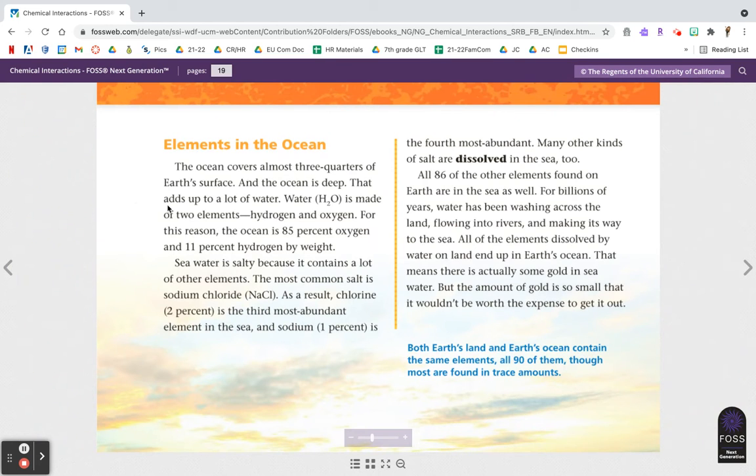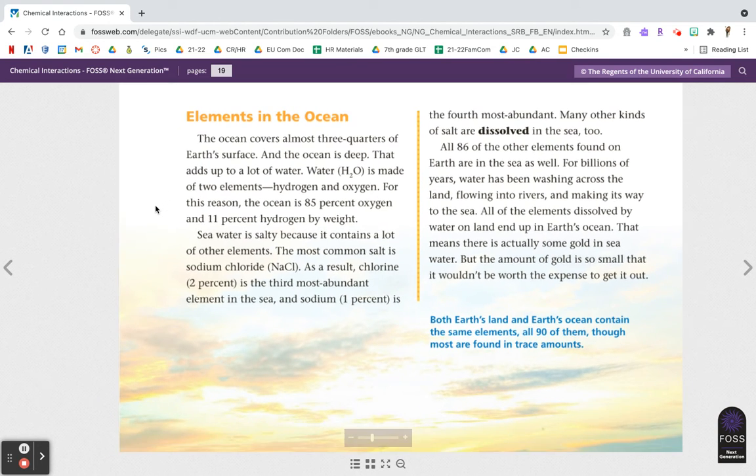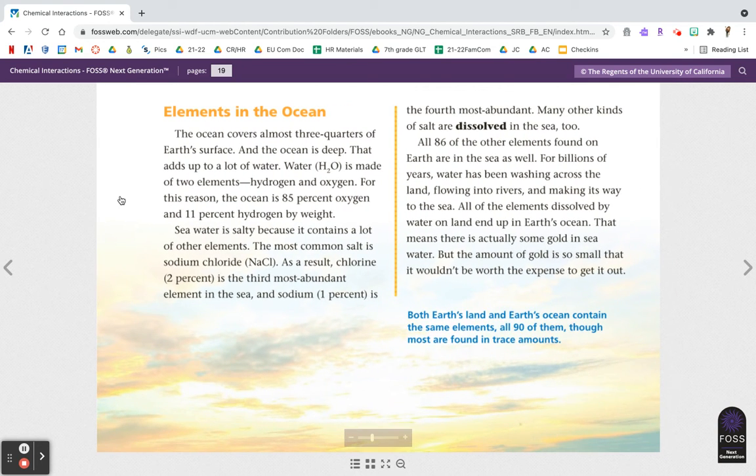Elements in the ocean. The ocean covers almost 3/4 of the Earth's surface, and the ocean is deep. That adds up to a lot of water. Water, H2O, is made of two elements, hydrogen and oxygen. For this reason, the ocean is 85% oxygen and 11% hydrogen by weight.